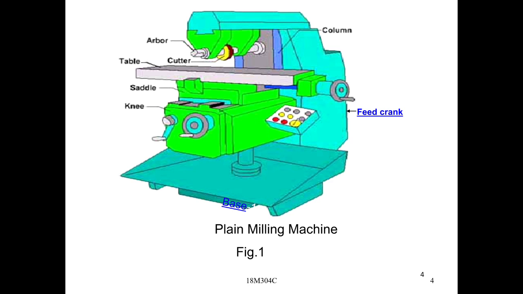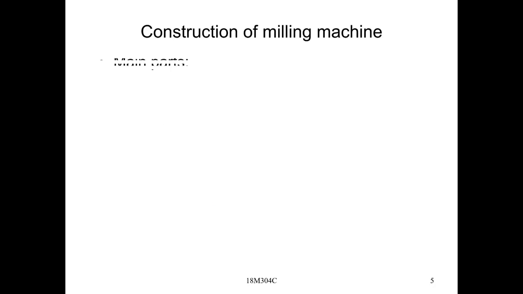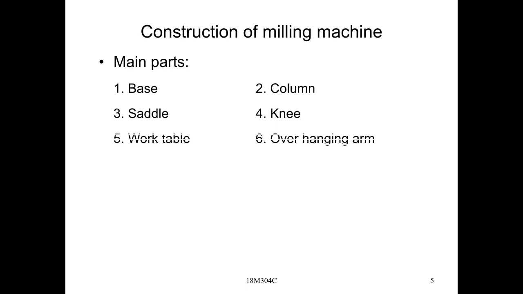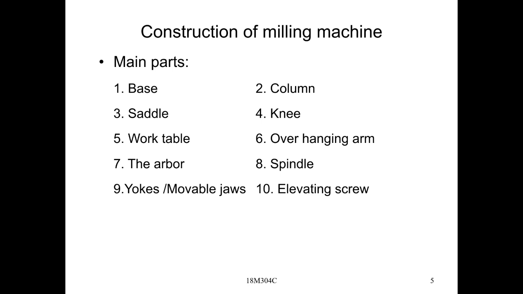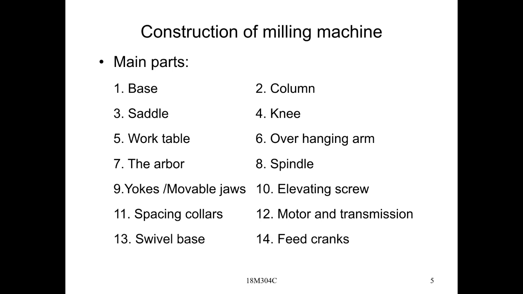Next, what are the main parts? We can observe the main parts that every milling machine consists of. First is the base, column, saddle, next knee, workpiece, work table, overhanging arm, the arbor, spindle, yokes, movable jaws and elevating screw, spacing collars, motor and transmission, swivel base, and feed crank. These are the main construction of any milling type of machine. So first one is the base.